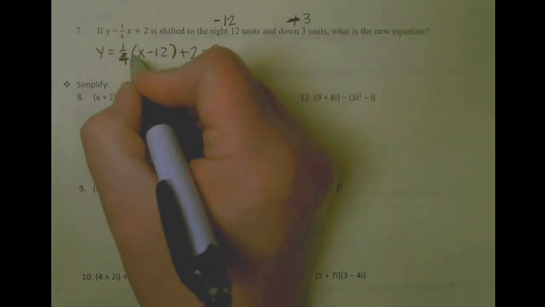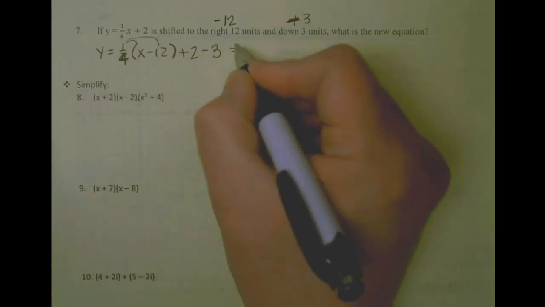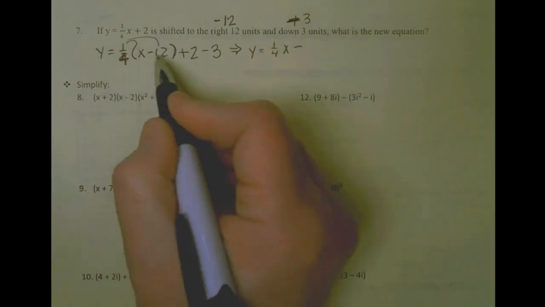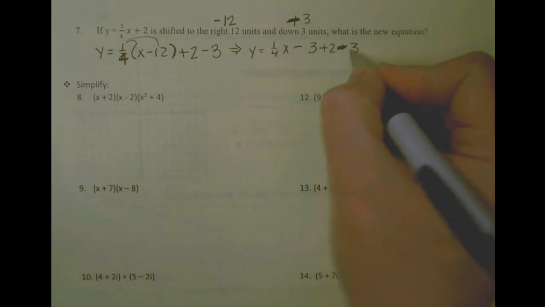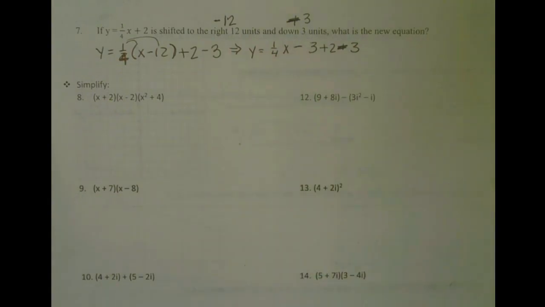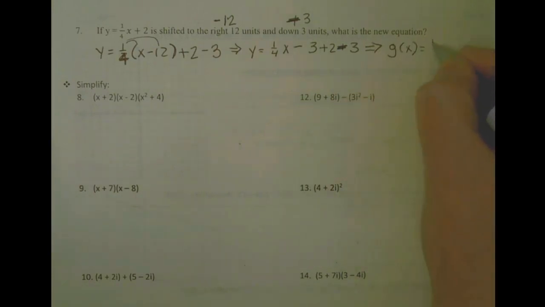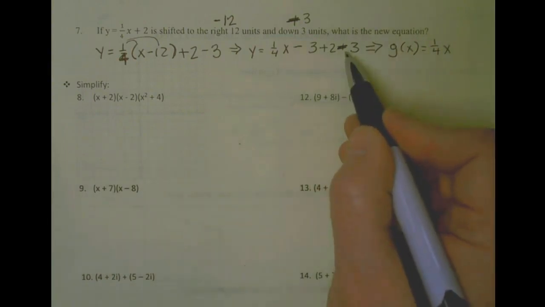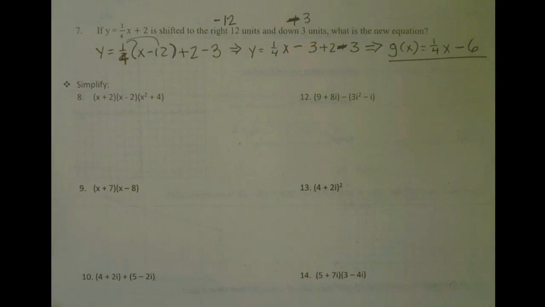Because this parentheses is not squared or anything, we're going to go ahead and distribute. So that would mean y equals 1/4 x. 1/4 of 12 would be a 3, plus 2 minus 3. And so then we're going to combine like terms. Our final answer is going to be 1/4 x, and when you combine all of those like terms, that would be a minus 6. Same concept, just a linear equation instead of an absolute value equation.